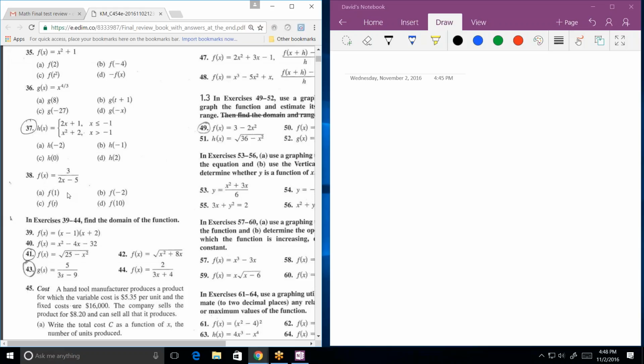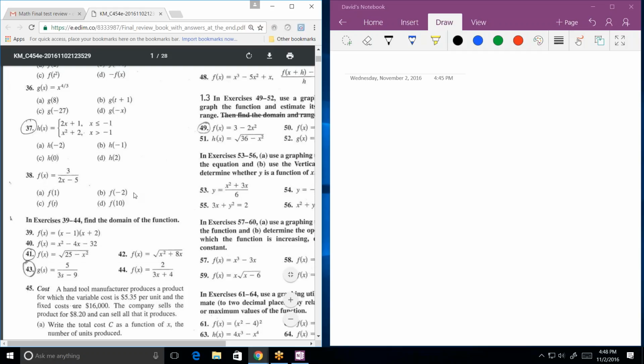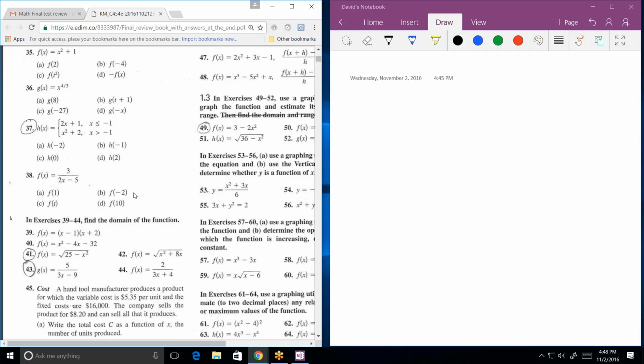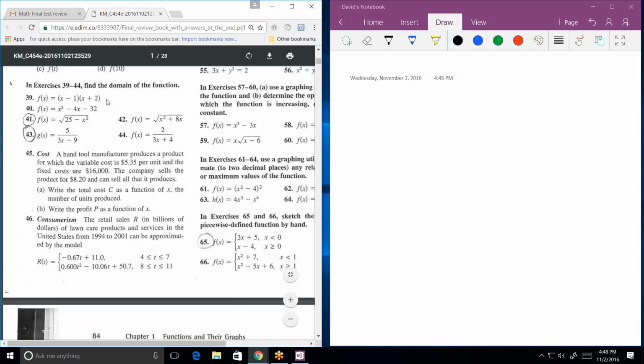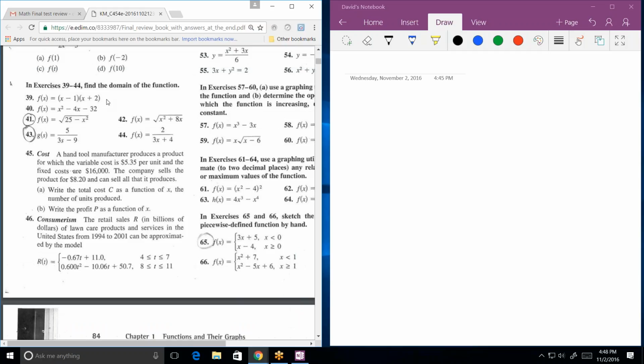What's f of 1? Negative 3, negative 1. F of minus 2. Negative 1/3. F of t. 3 over 2t minus 5. And f of 10? 1/5. What's the domain in 39? All real numbers. 40?